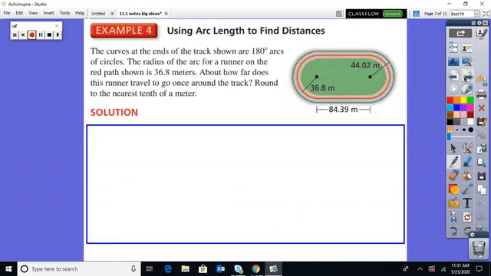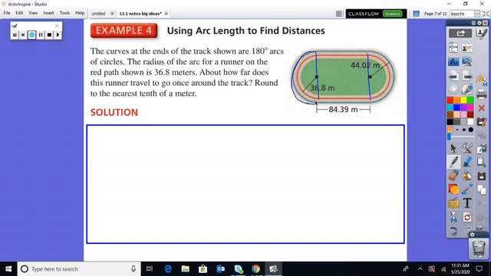All right, another good real world problem, example 4, using arc length to find distances. The curves at the end of the track shown are 180-degree arcs of the circles. So we've got like this situation happening right here.